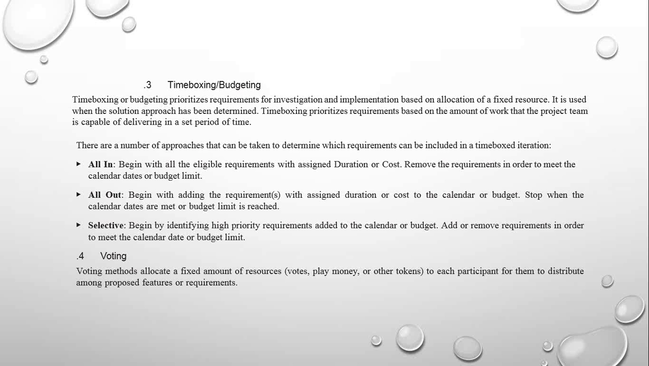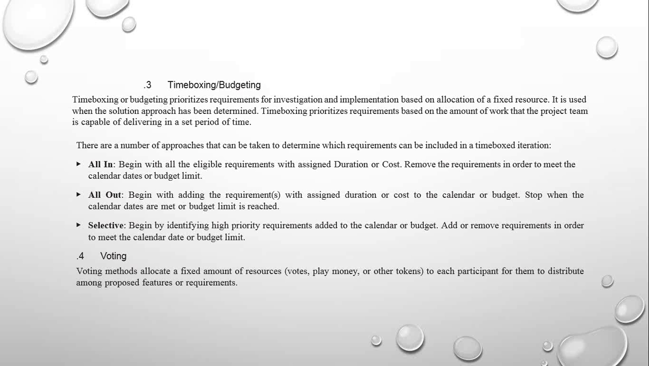Then you have all out, which is just the reverse. Begin by adding requirements with assigned duration or cost to the calendar or budget. Stop when the calendar date is met or the budget limit is reached. So you have two constraints: the calendar date and the budget. If either one is met, you stop the work there. So, all in or all out.